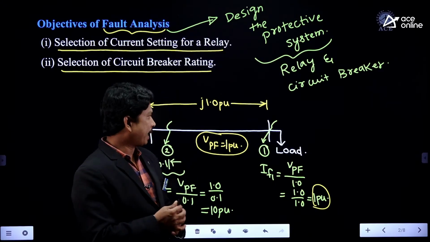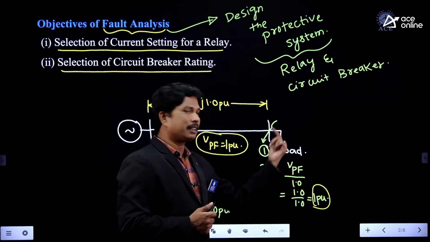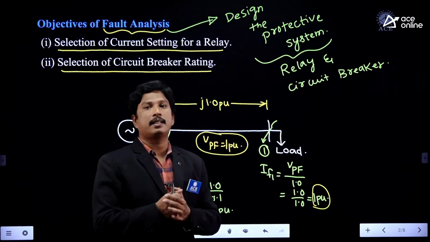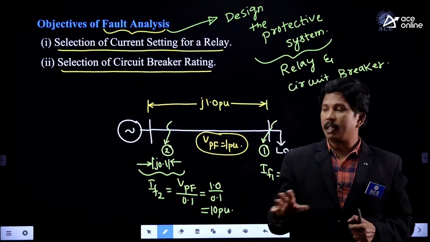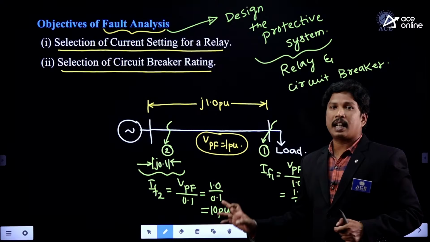Why? Because we are having the load impedance also. The impedance of the system is more, therefore the current in the system will be less. Therefore, 1 per unit is also a fault. But whenever this fault occurs, the relay is not going to operate.